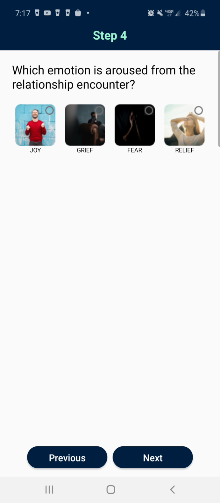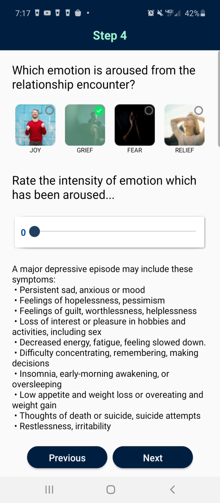Now here's the real key aspect of the app, why it's so effective: you can rate your level of stress. So which emotion is being aroused? Now, he loved his wife for a long time. He used to have a lot of joy, and that's gone now. The four emotions are joy, grief, fear, and relief, and you can rate those 1 to 10. Right now he has a lot of grief. Let's say his grief is like an 8 out of 10 right here.